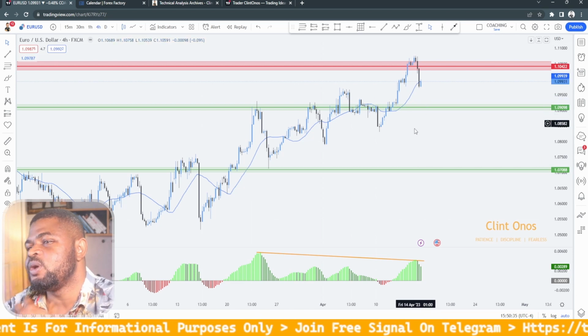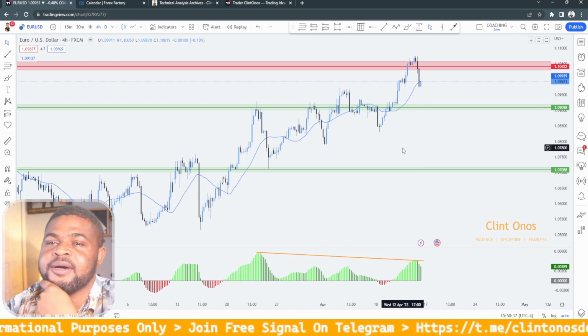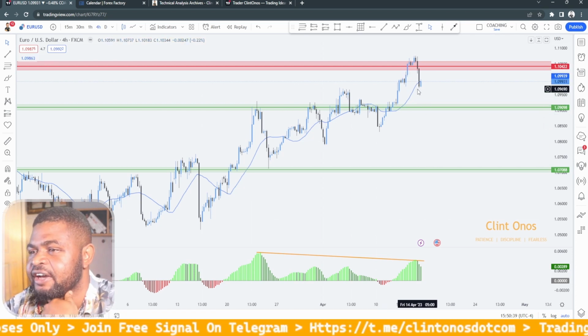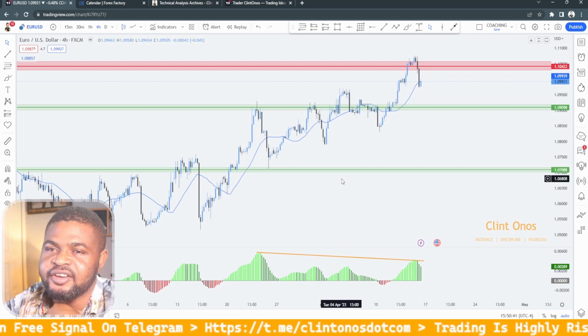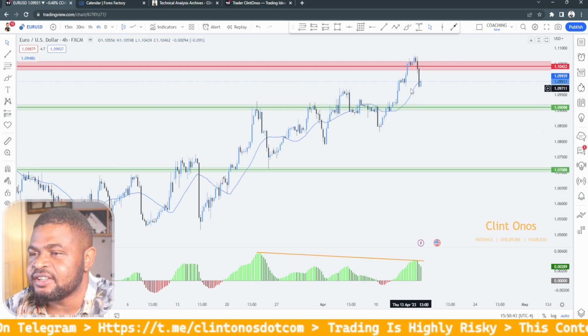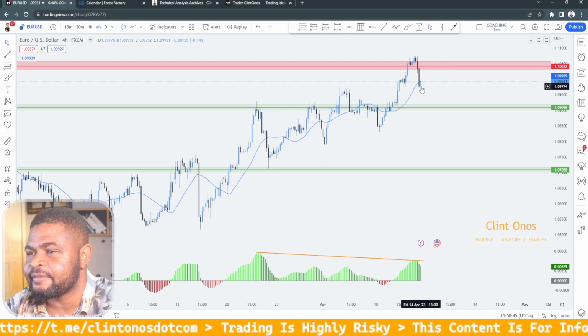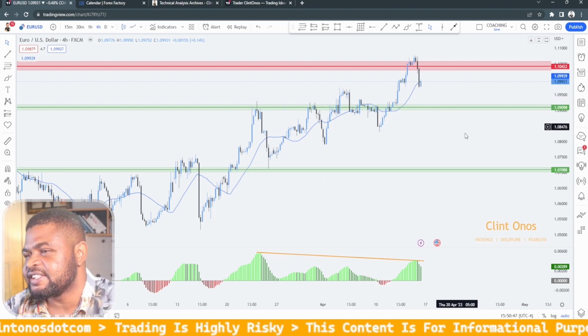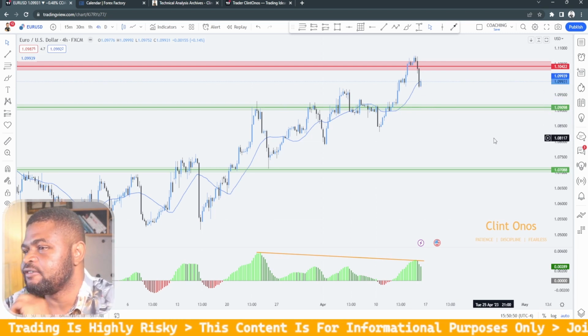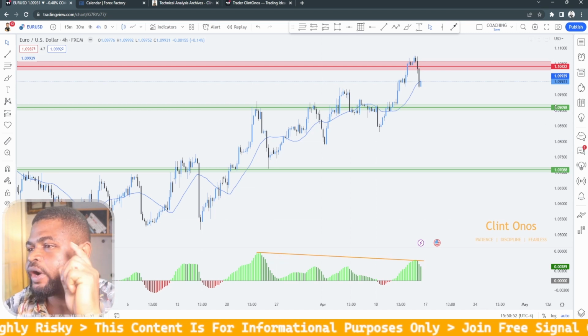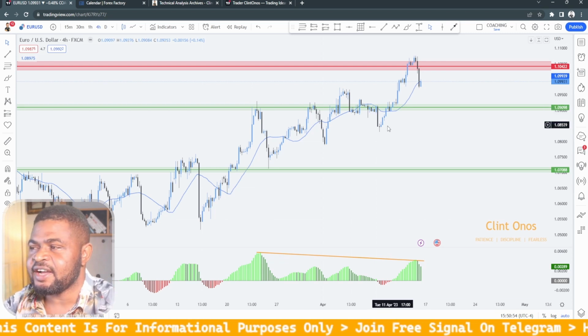Price closed below the 20 period moving average, as the case may be, because on an hourly time frame, right? We're going to see the 20 here, with price already closed below it. We might likely see price testing that level we talked about. That is the 1.098.